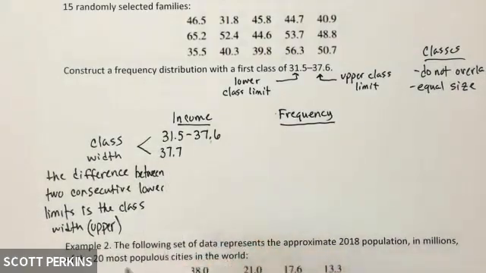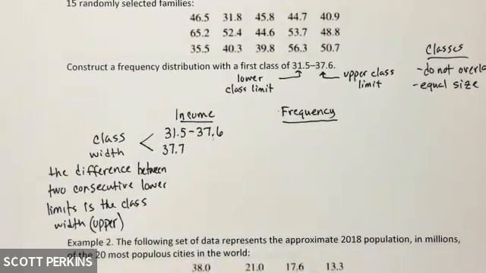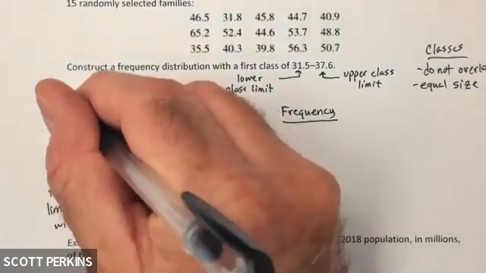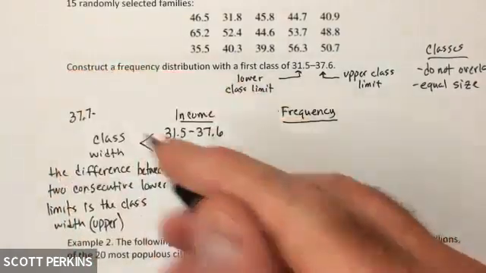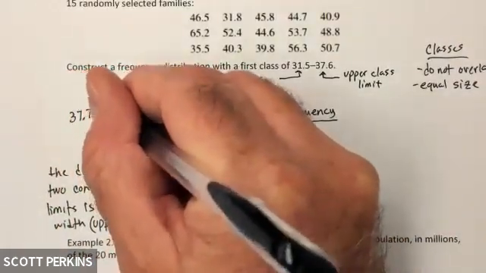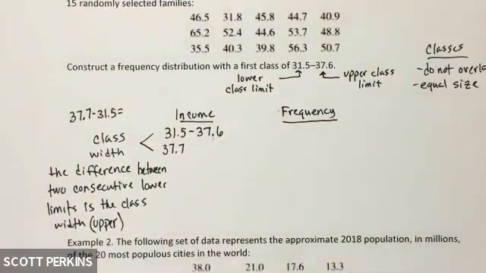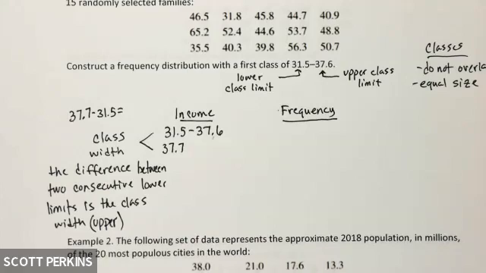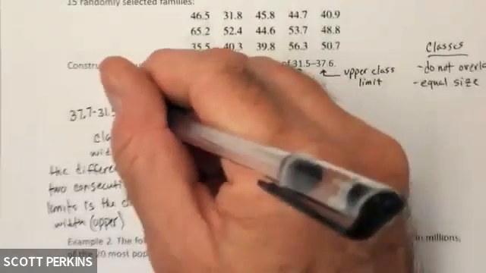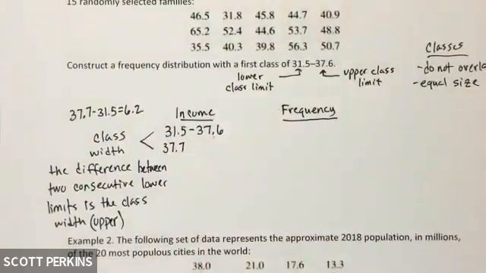So the class width for this right here, if you've got your calculator, you can help me out, is just going to be 37.7 minus 31.5. I've just taken the difference between these two consecutive lower limits. And what is 37.7 minus 31.5? Thank you, 6.2. I appreciate that.